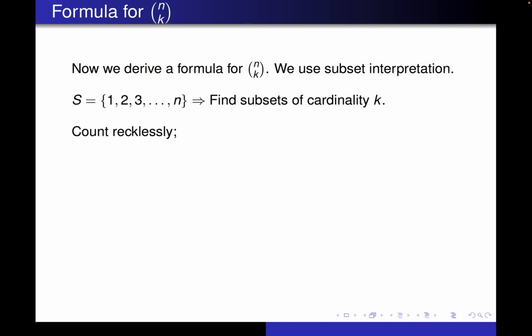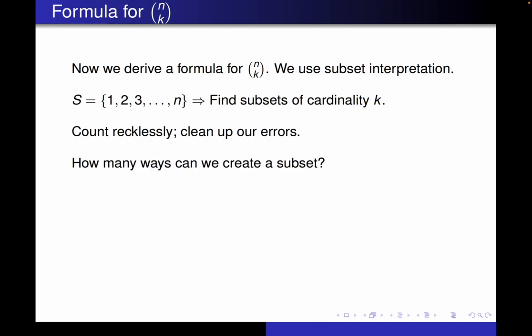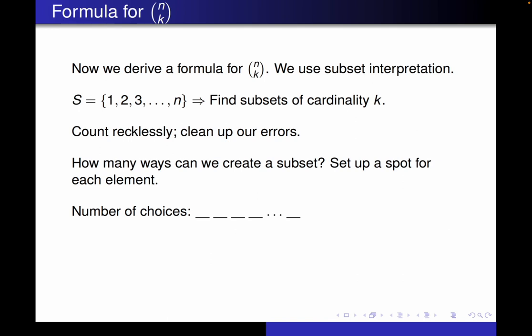Now, what we're going to do is our old strategy of counting recklessly, figuring out how we did it wrong, making corrections to make sure we do it correctly, and then cleaning up our errors. So, how many ways can we create a subset? We're going to set up a spot for each element in our subset. We have k spots that we need to fill: the first spot, a second spot, a third spot, a fourth spot, all the way to the kth spot for our subset.